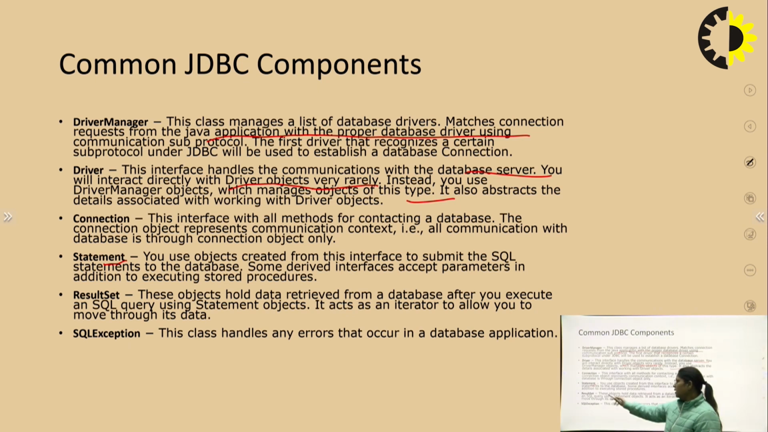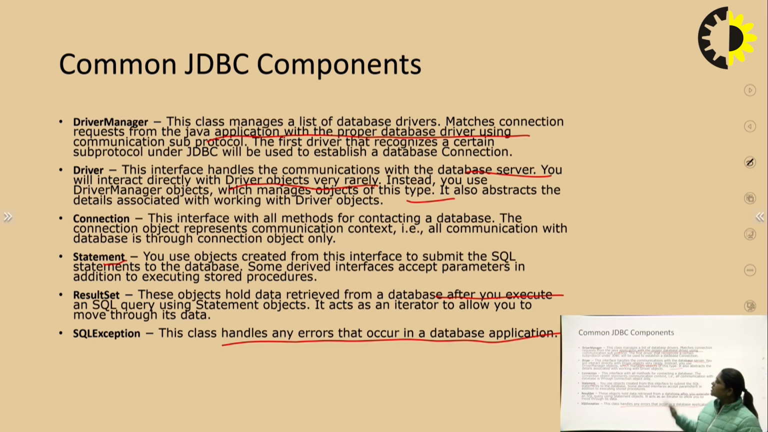Then we need to create the object of the result set. This object holds data retrieved from the database after executing the SQL query using the statement object. Means the query which is executed by the statement object, if we want to retrieve that data, then we need to create the result set object. Now, the SQL exception class handles any error that occurs in the database.